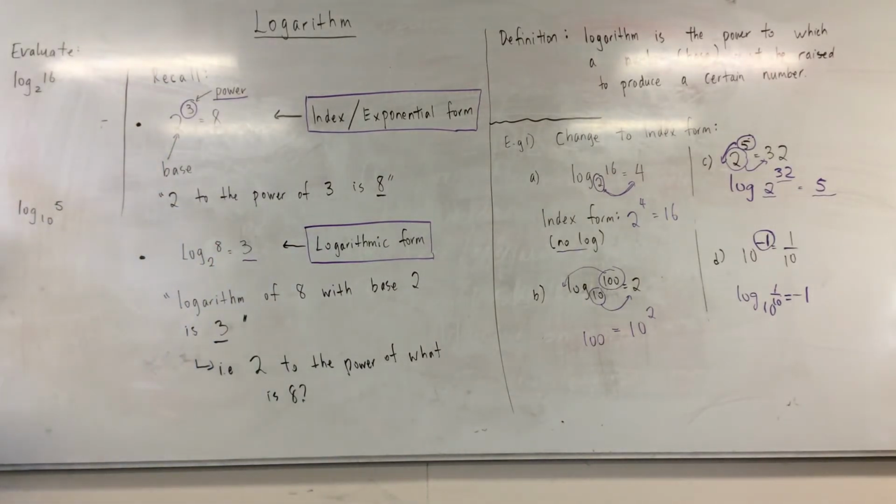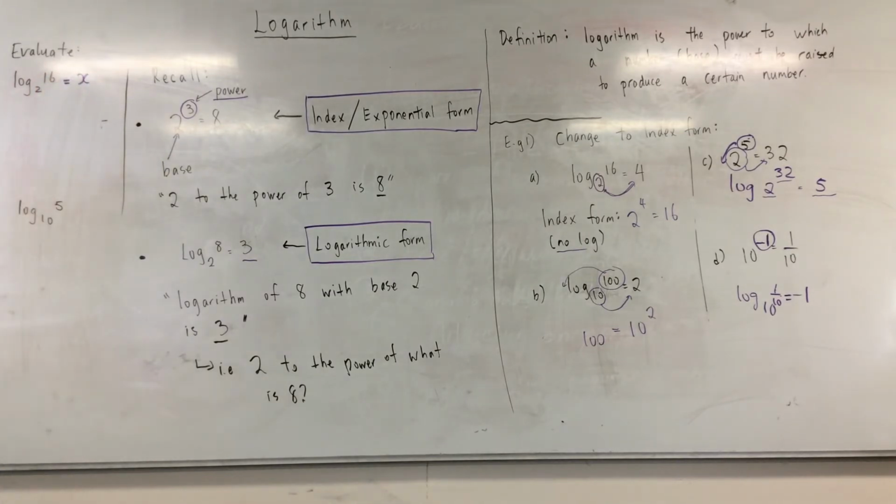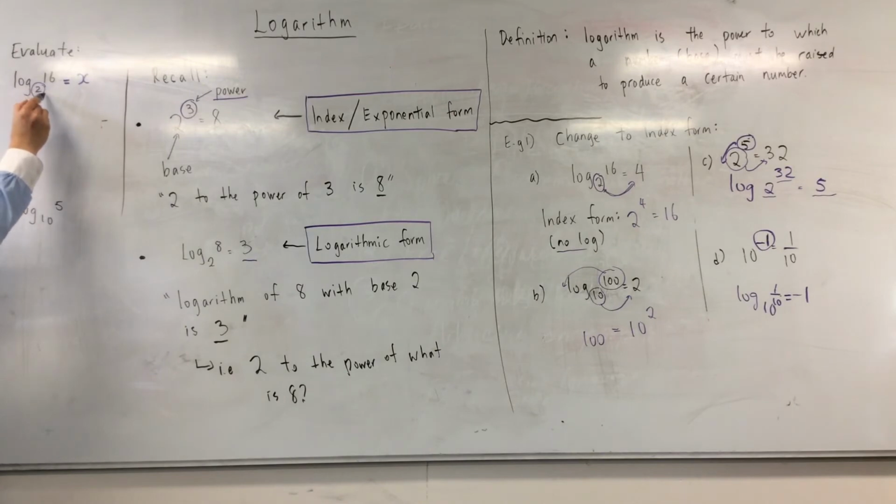Sometimes they'll ask you to just evaluate it, meaning what's the actual value of this. If they give you that, you can't just type it in the calculator. There is a button for log, but you can't type in log 16 to give the answer because we have a base of 2. In order to evaluate this, you make it equal to some value that we don't know, because we're trying to find that out, and change it to index form. How do I change this to index form? Dig it under. So 16 is equal to 2 to the power of x.